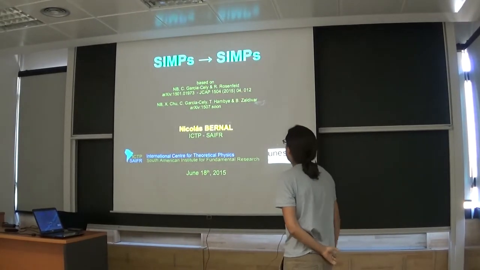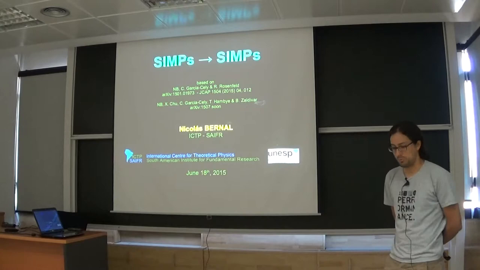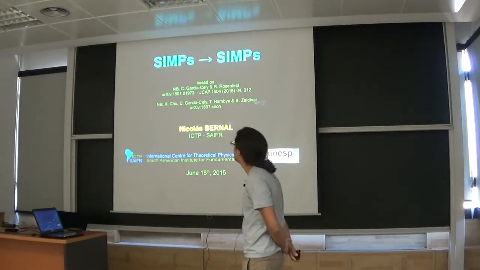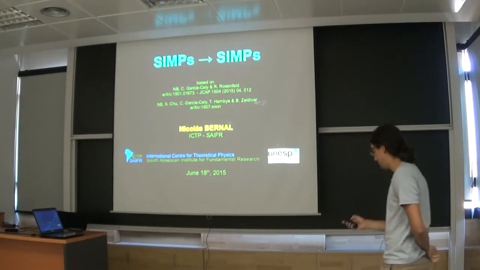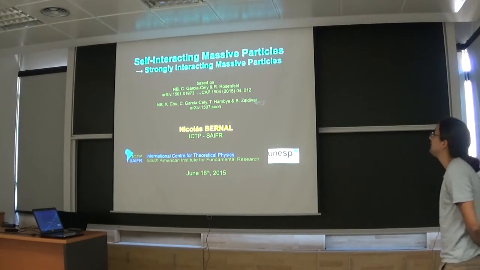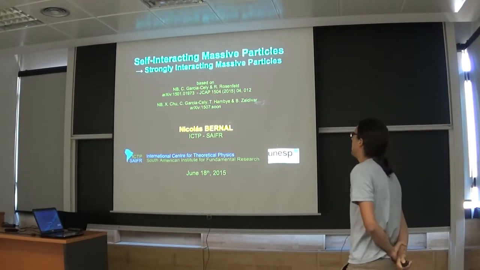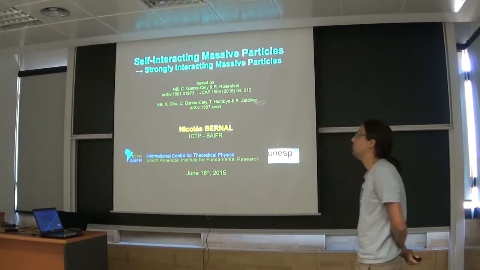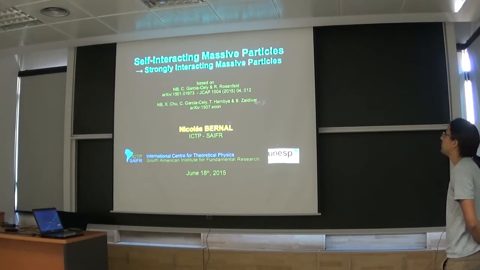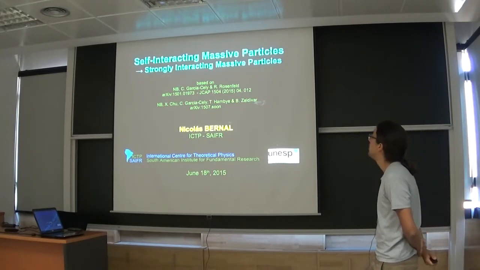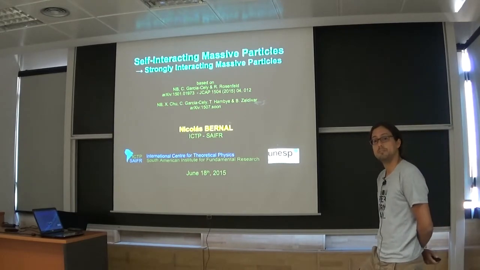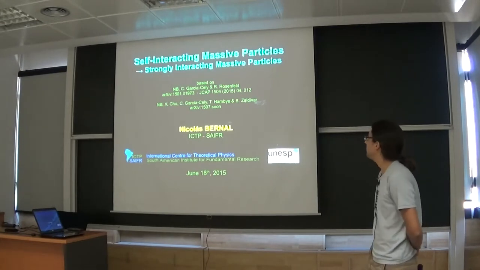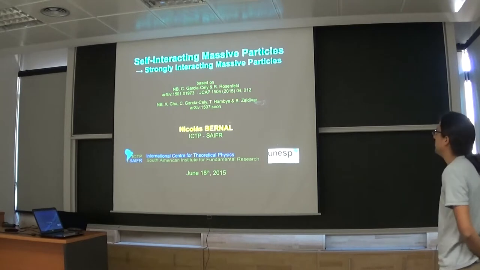So it's in connection with these SIMPs, and I want to try to convince you why self-interacting dark matter naturally points towards SIMPs. I mean, the first SIMPs means self-interacting dark matter, why it naturally favors not WIMPs, but these SIMPs standing for strongly interacting massive particles. And we'll give more details about these two terms in a few minutes.